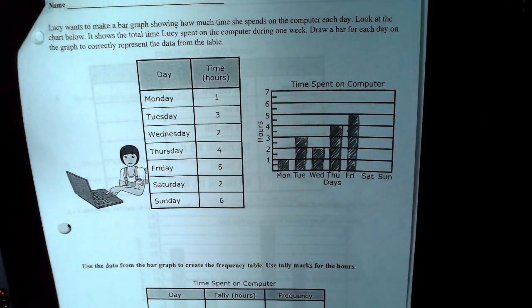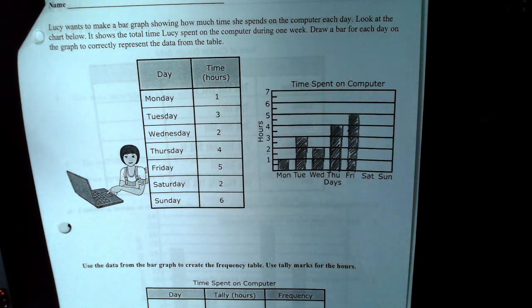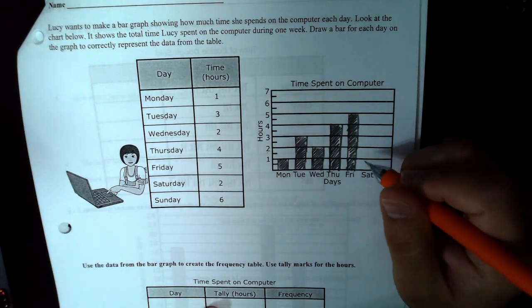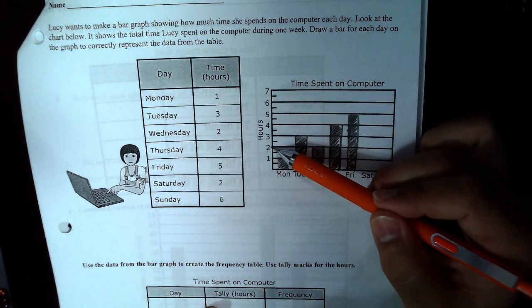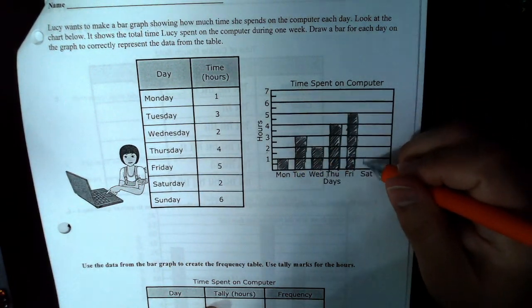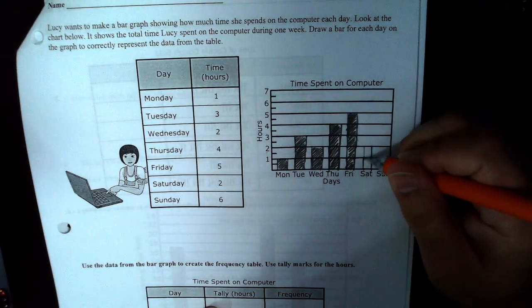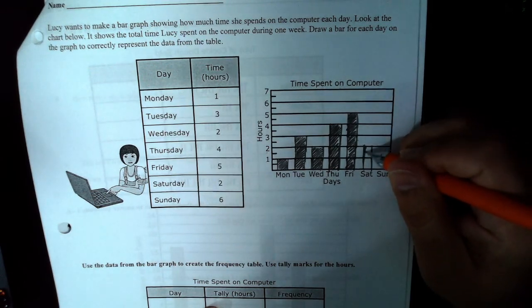Okay, 2 more days. Saturday. How many hours is she on the computer on Saturday? Bailey? 2. So my rectangle only needs to reach to the line for 2. 1, 2.